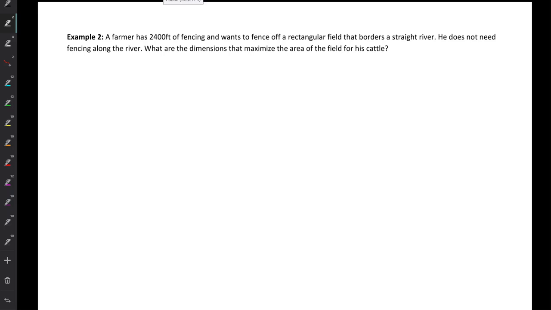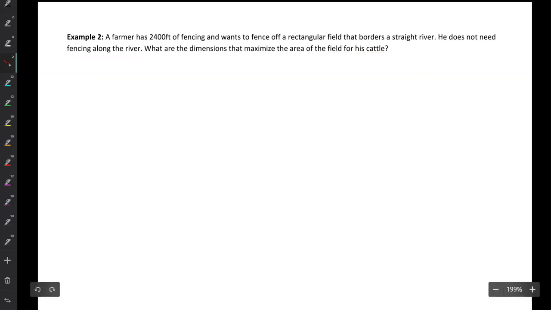All right, in this video we're going to do example 2. Let's just carefully read the problem together. A farmer has 2,400 feet of fencing and wants to fence off a rectangular field that borders a straight river. He does not need fencing along the river. What are the dimensions that maximize the area of his field?